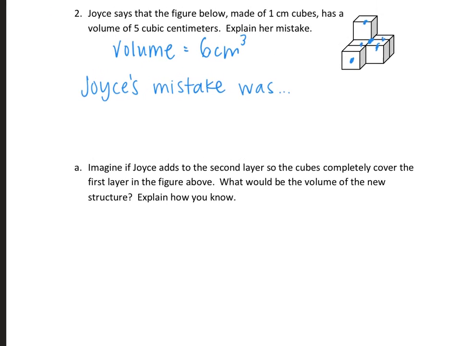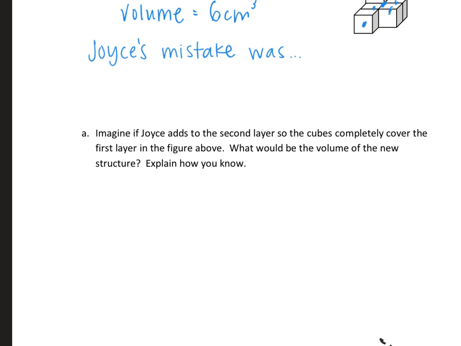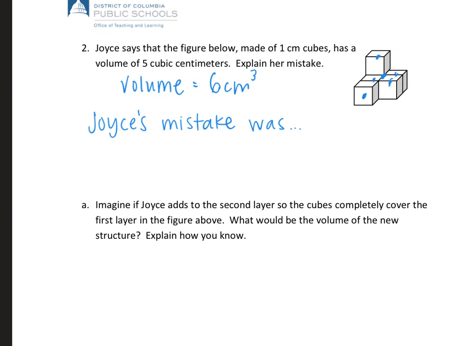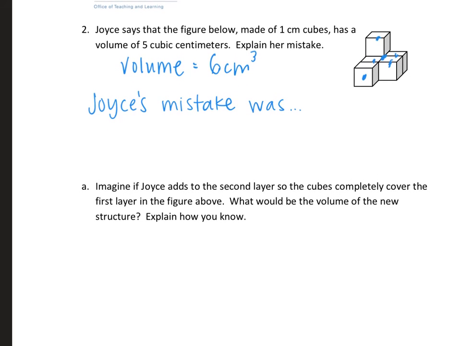All right, scrolling down, it says, imagine if Joyce adds to the second layer so the cubes completely cover the first layer in the figure above. What would be the volume of the new structure, and how would you know? Okay, so we're saying that she's going to add another cube on top of, so we have one cube up here on the second layer, but she wants to add a complete second layer to cover the first layer. So we know that she has 1, 2, 3, 4, 5 cubes on the bottom, right?